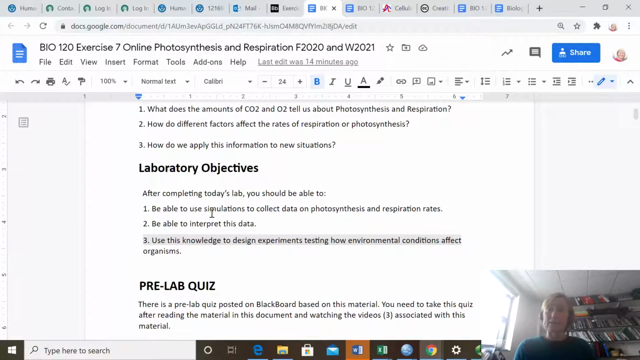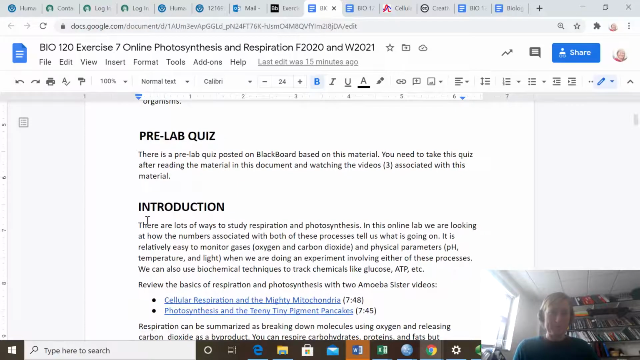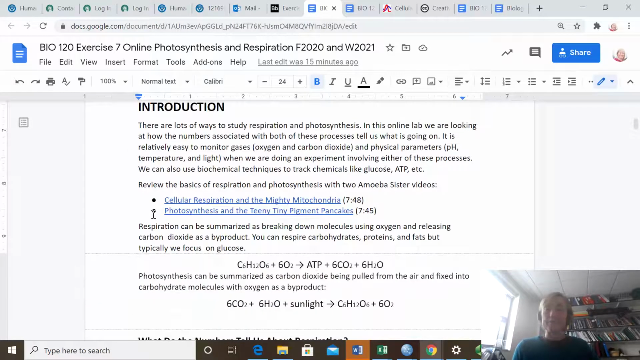We're basically going to have you use 2 simulations to collect data and think about what the data mean. So after watching videos and reading this document, you'll want to take the pre-lab quiz by Sunday night, as usual. And then we'll read through this introduction, and we'll skim through this a minute to see what we need to do.